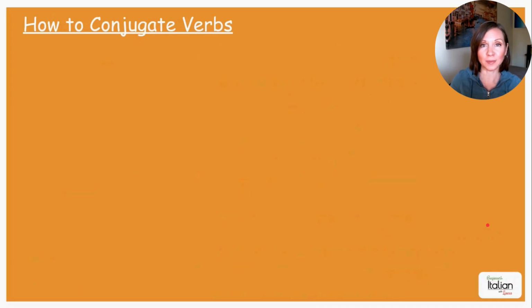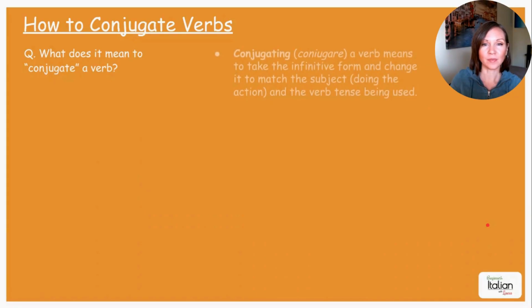How to conjugate verbs. What does it mean to conjugate a verb? Conjugating, or coniugare, a verb means to take the infinitive form and change it to match the subject doing the action and the verb tense being used.